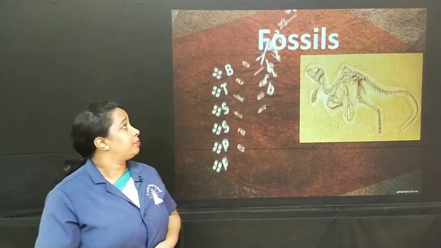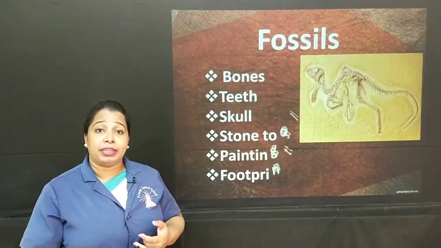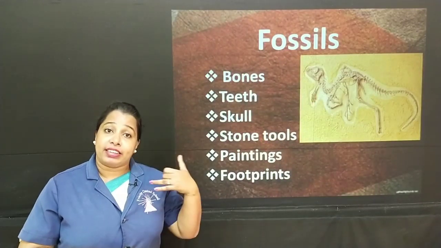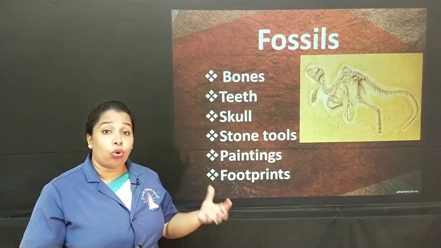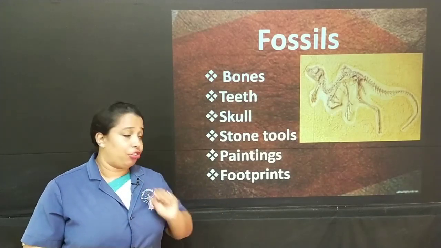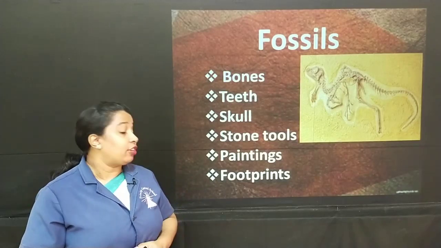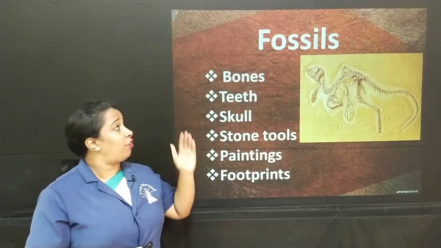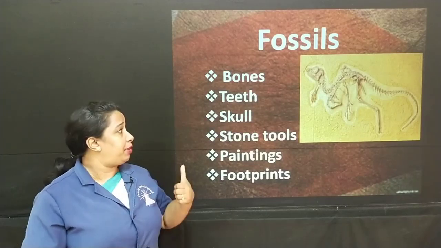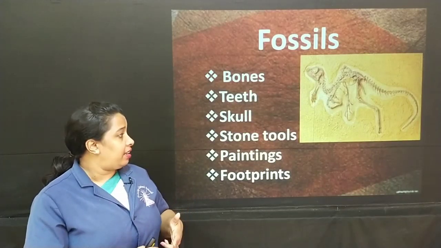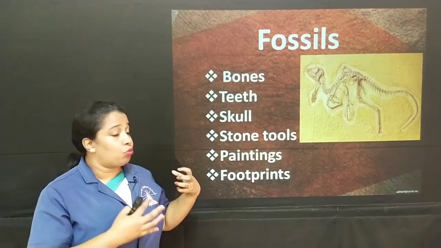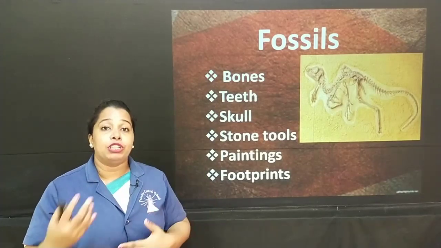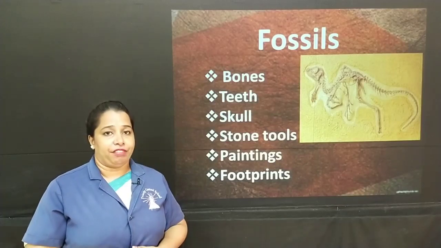Fossils can be the bones of the animals or creatures that lived, the teeth, the skull, the stone tools that were invented by humans, the paintings and also the footprints. So fossils can be of these forms. They can be bones, teeth, skull, stone tools, paintings and footprints. As these were preserved, we were able to know about human evolution.